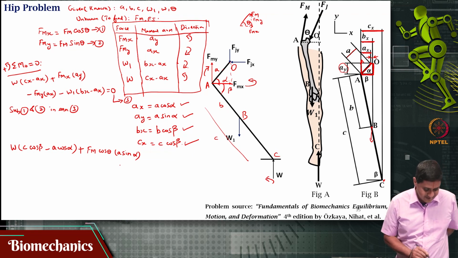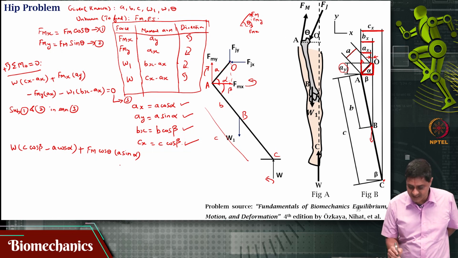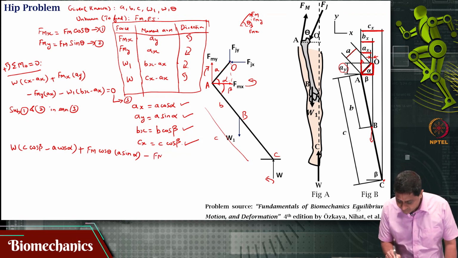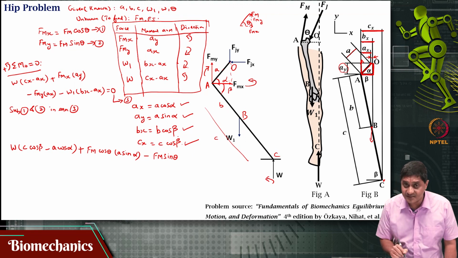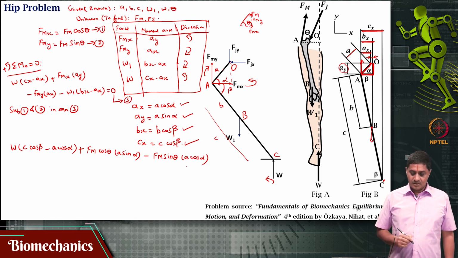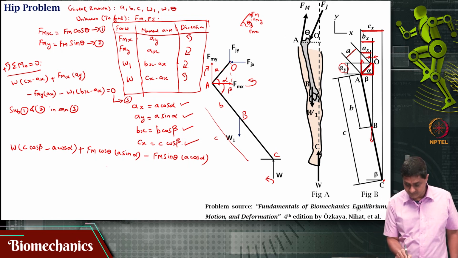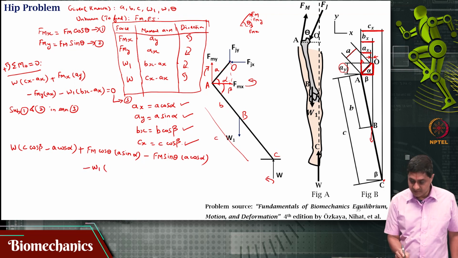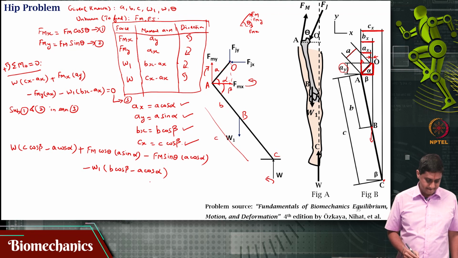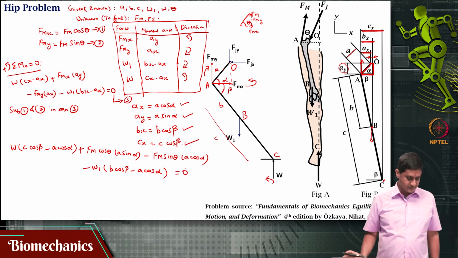Fm cos theta times A sin alpha. Then what else? Minus Fmy times Ax. But what is Fmy? Fmy is Fm sin theta times Ax. What is Ax? Ax is A cos alpha. Are we done? The answer is no. There is one more thing: minus W1 times Bx minus Ax. Bx is B cos beta, minus Ax, where Ax is A cos alpha. This whole thing is 0.